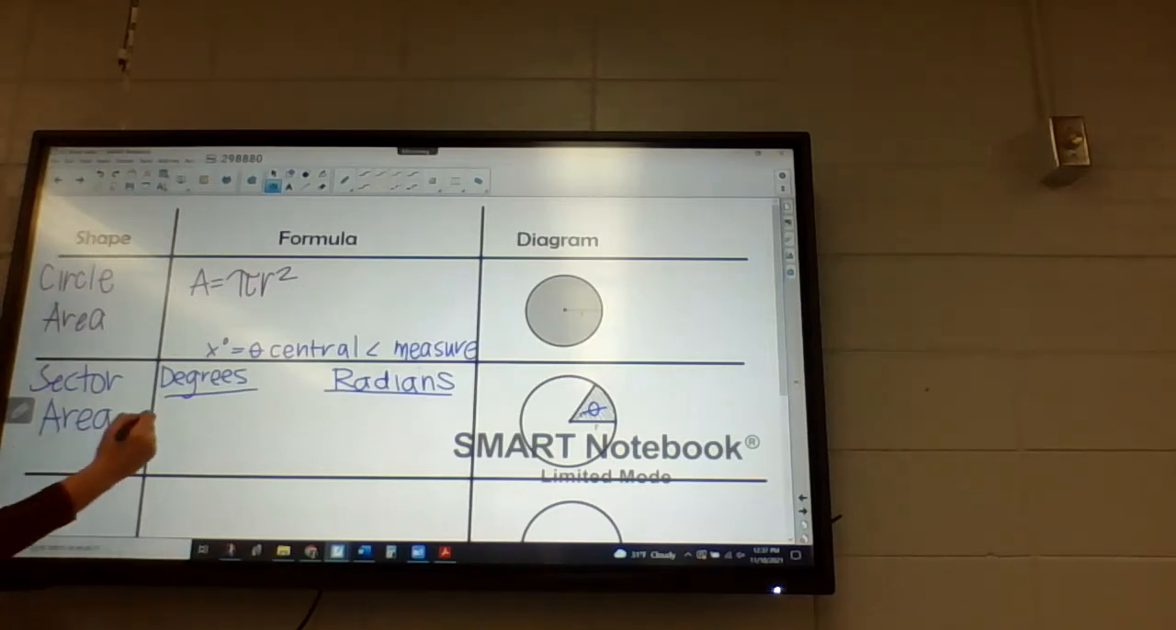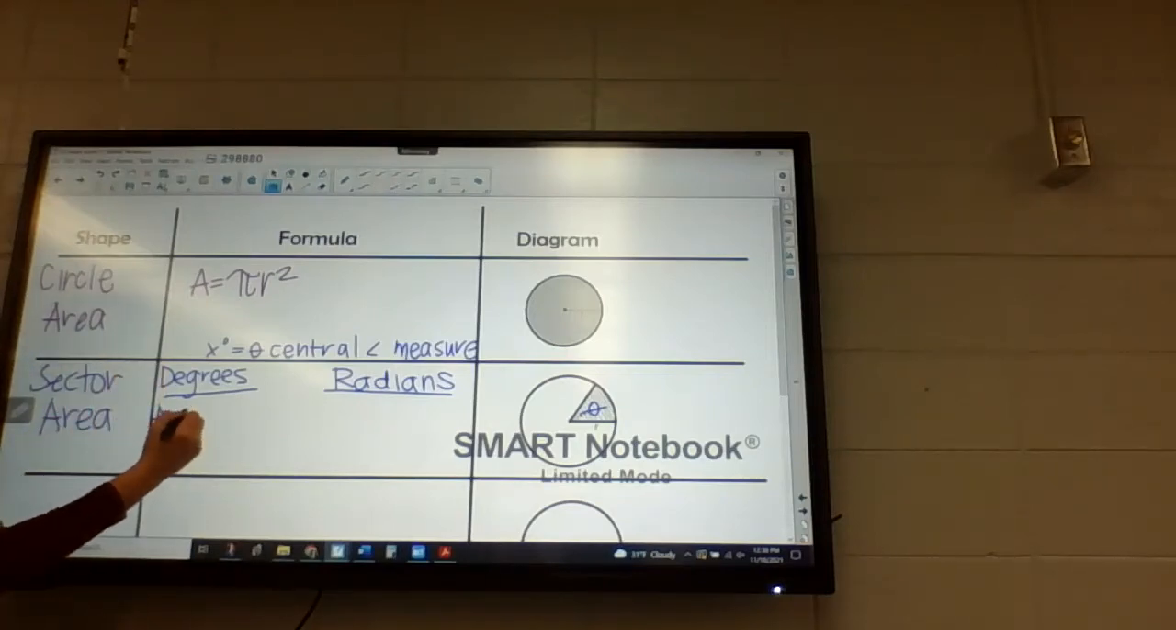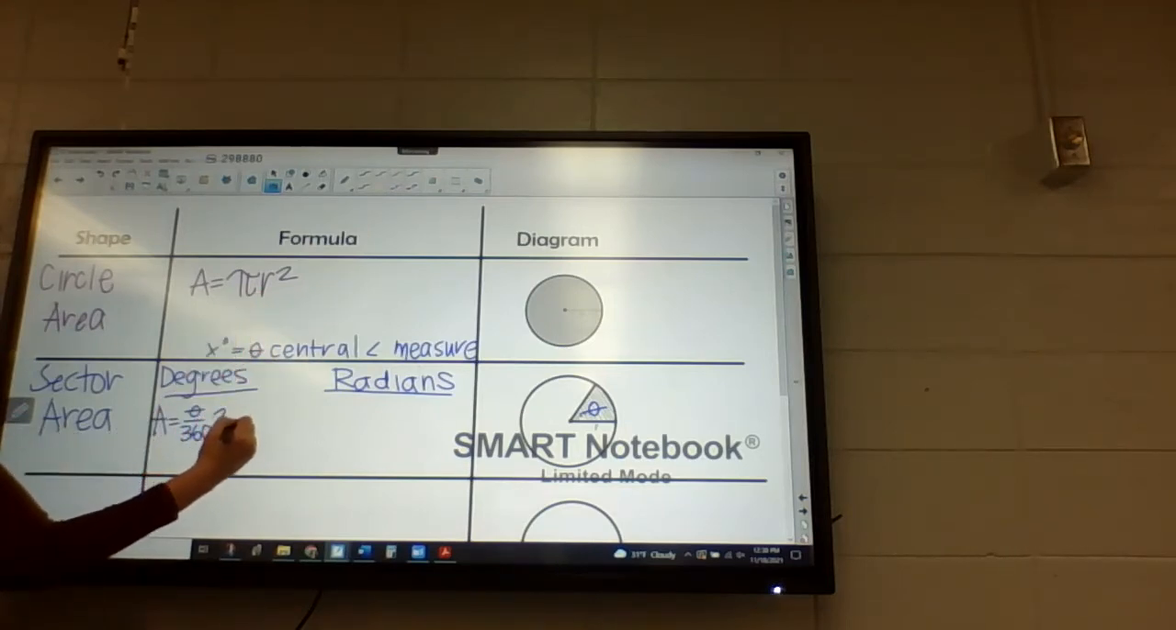So sector area in terms of degrees is basically we take the circle formula and we use part of it. So this is basically saying this is just a section of the whole circle. And what we're going to use is that angle out of 360, and then we're going to multiply it by the area formula.